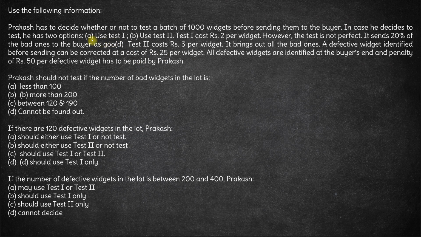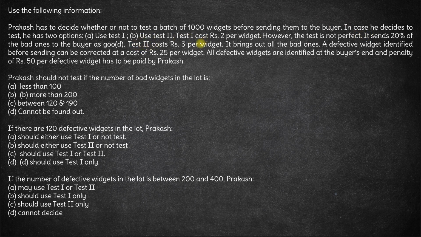Hi, here we have Prakash who has to decide whether or not to test a batch of 1000 widgets before sending them to the buyer. In case he decides to test, he has two options: A, use test 1, or B, use test 2. Test 1 costs rupees 2 per widget. However, the test is not perfect and it sends 20% of the bad ones to the buyer as good. So basically it detects 80% of the bad widgets but sends 20% as good ones.